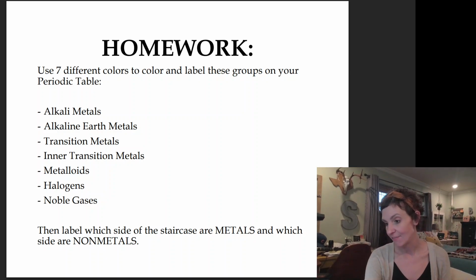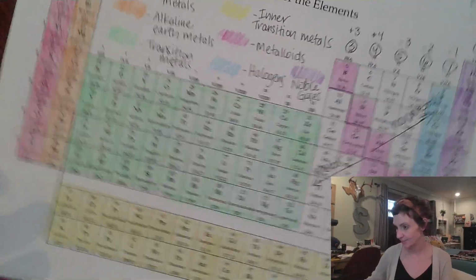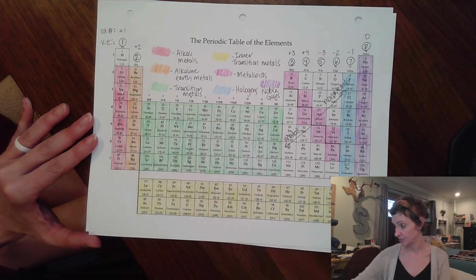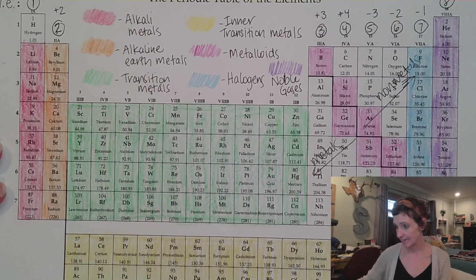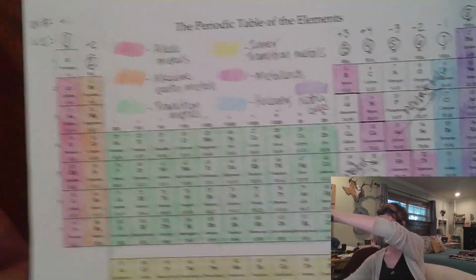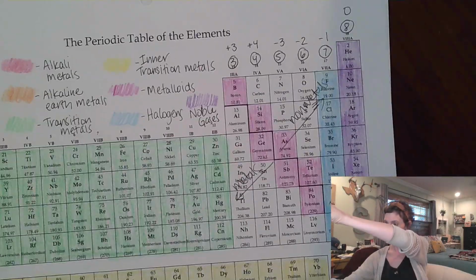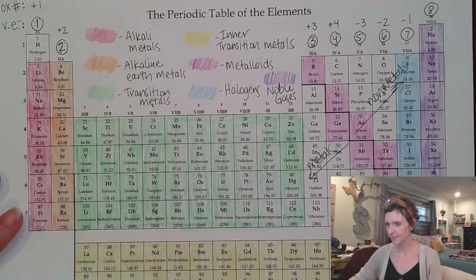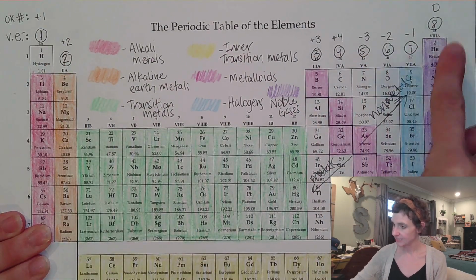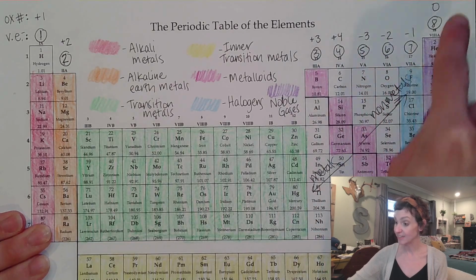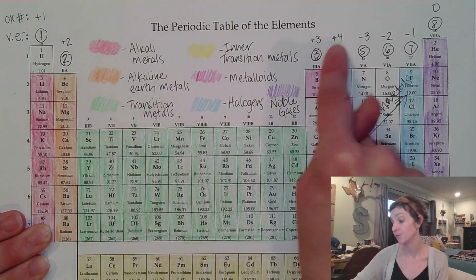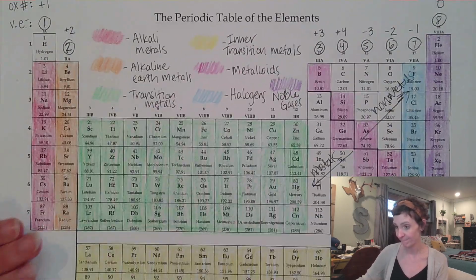So I have my periodic table down here. And you guys do not need to do exactly what I did, but I chose some colors here. And I did a little key here in the middle where I had room. I'm going to lift this up a skosh so we can see it a little bit better. Keep in mind this is where we wrote together our valence electrons: 1, 2, 3, 4, 5, 6, 7, 8. This is also where we labeled our oxidation number: +1, +2, +3, +4, -3, -2, -1, 0.